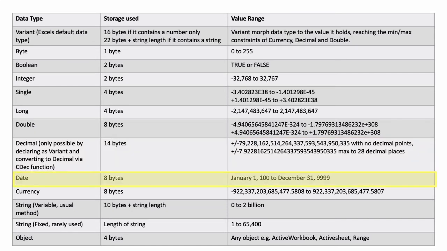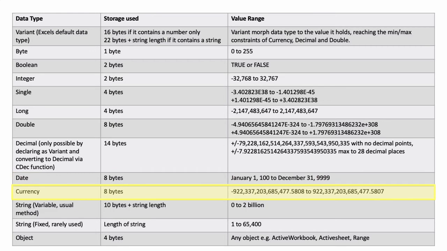The next one is Date, which spans from January the 1st, year 100 to December 31st, year 9,999. So we've got a lot of time left before that runs out. Then Currency, which is the 922 trillion number, which is for if you're wanting a very high level of accuracy.